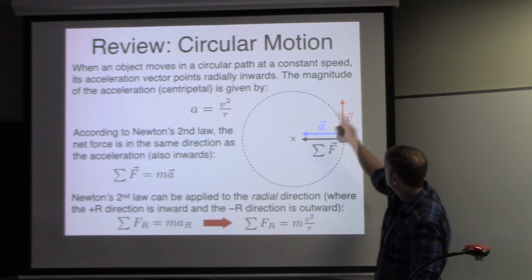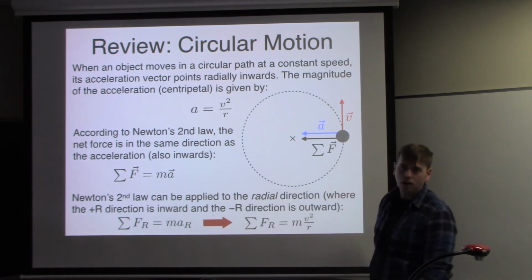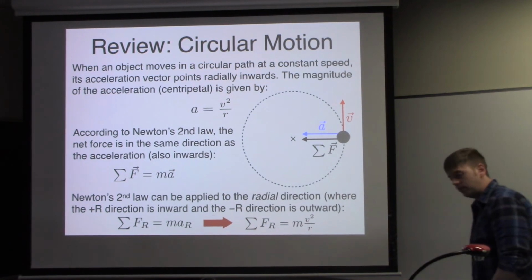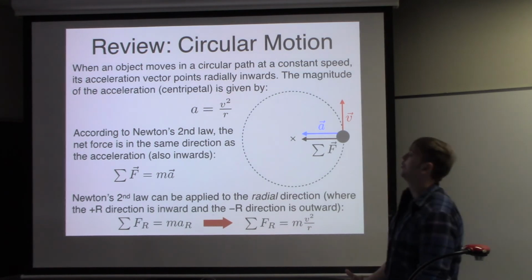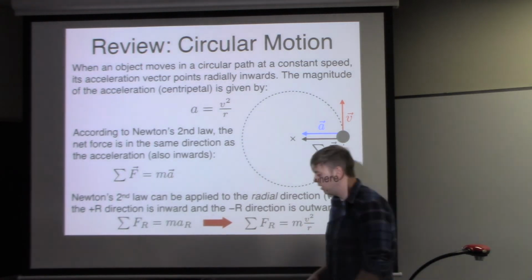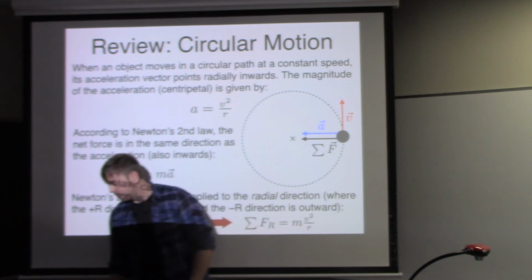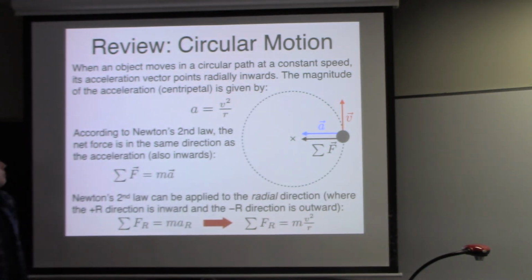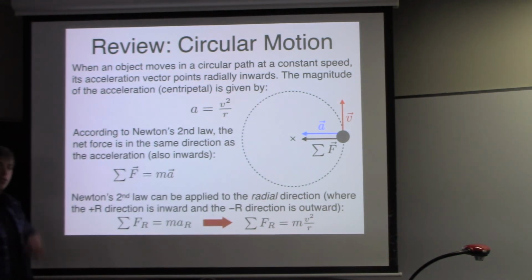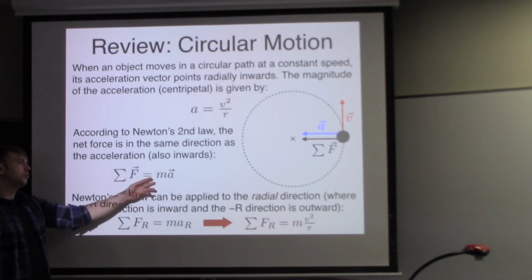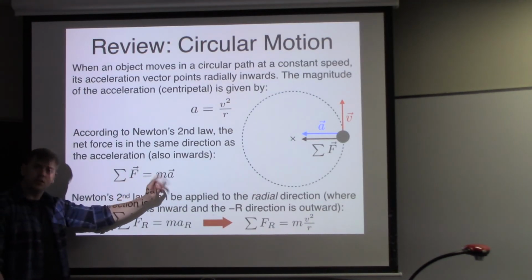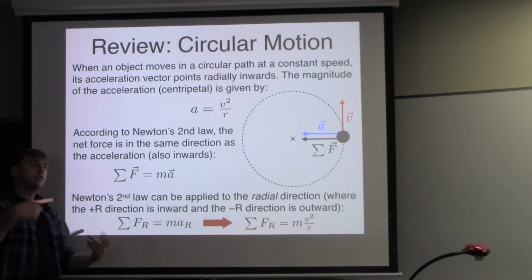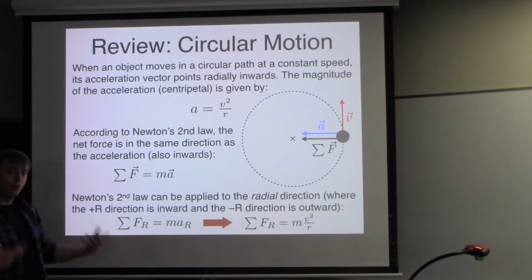So acceleration and velocity, a and v, are both shown here. We also took this a step further, thinking about the dynamics of circular motion, or the forces involved in circular motion. For that, we use Newton's second law, which says that the net force acting on an object is equal to its mass times its acceleration. Well, if there's an acceleration which points inwards, that also means there is a net force pointing inwards.